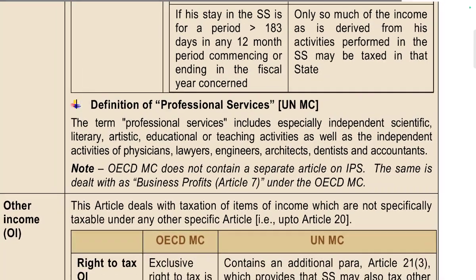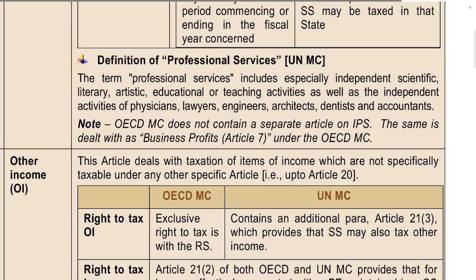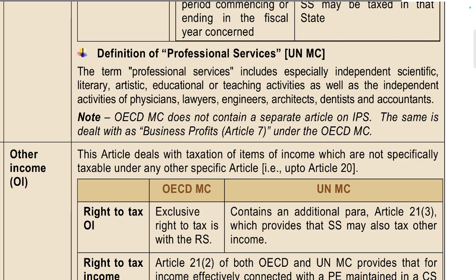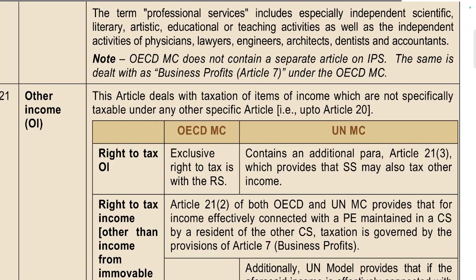The definition of professional services in the UN model convention: the term professional services includes especially independent scientific, literary, artistic, educational or teaching activities, as well as the independent activities of physicians, lawyers, engineers, architects, dentists and accountants. The OECD model convention does not contain a separate article on independent personal services. This is dealt with under business profits in the OECD model convention.